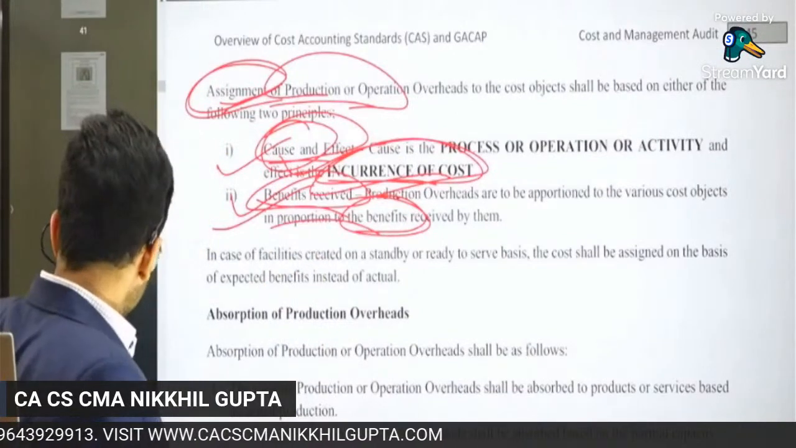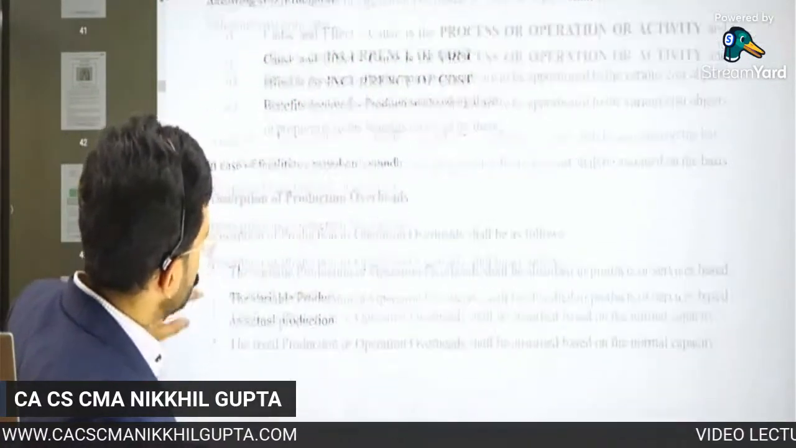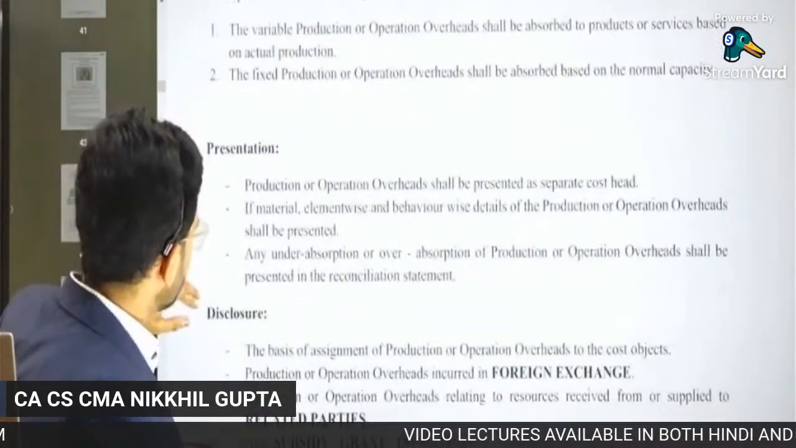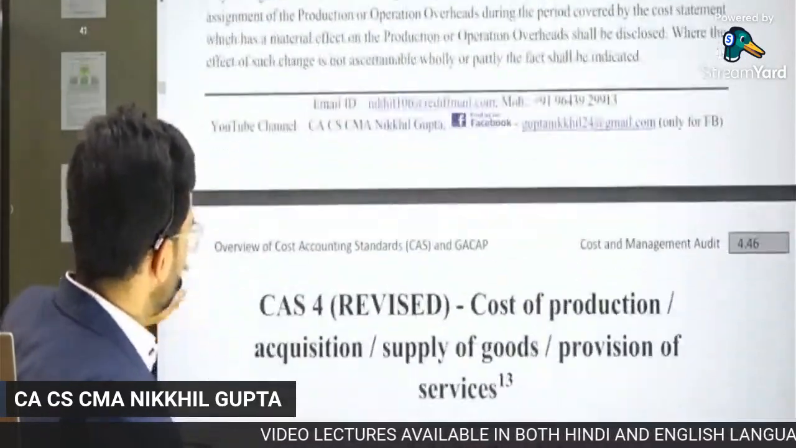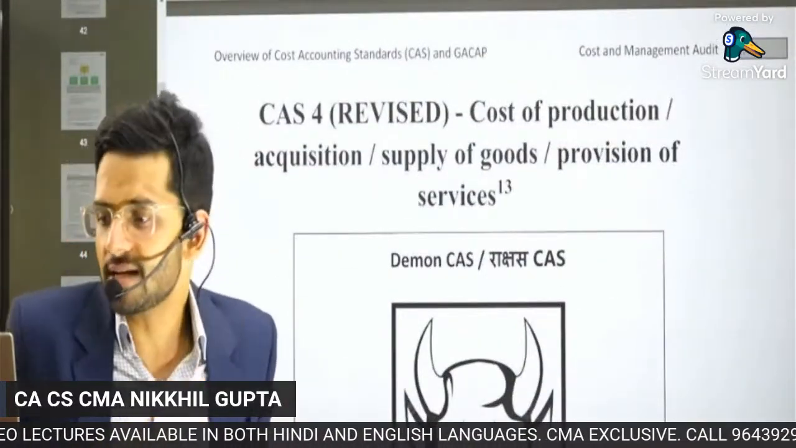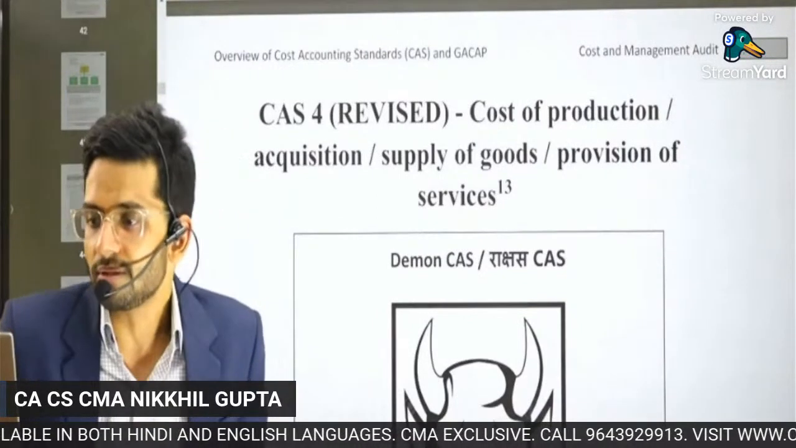Then in case of a standby facility created, cost shall be assigned on the basis of expected benefit. That is perfectly fine. Absorption. Okay, that's it, guys. Cost accounting standard 3, again an important cost accounting standard.